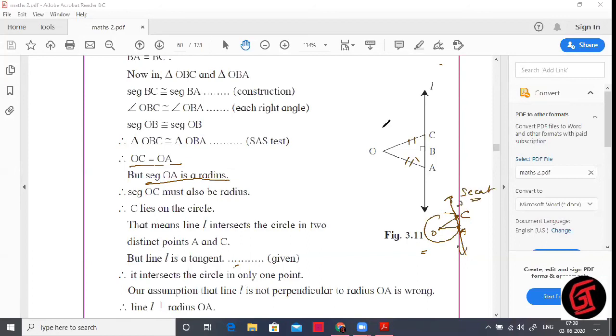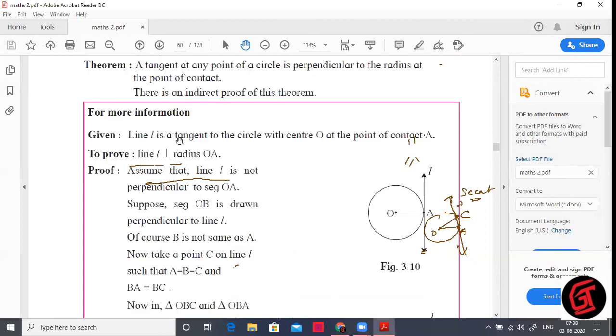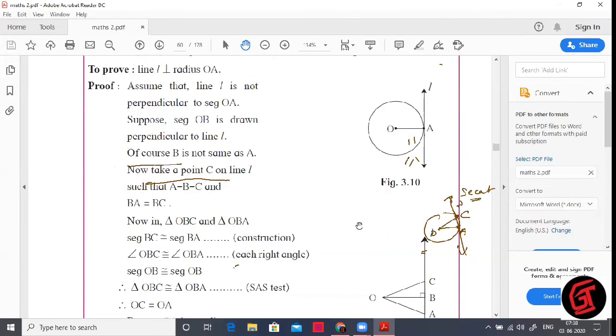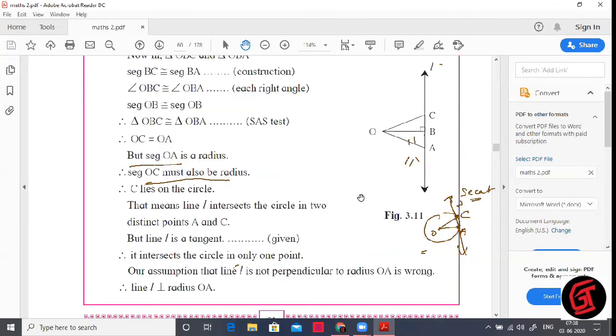But in the question, what is given to us? Tangent. In the question it is given that this line is not a secant, this line is a tangent. So therefore, it intersects at only one point. Therefore, our assumption is wrong. So there is only one line L that is perpendicular to radius OA.